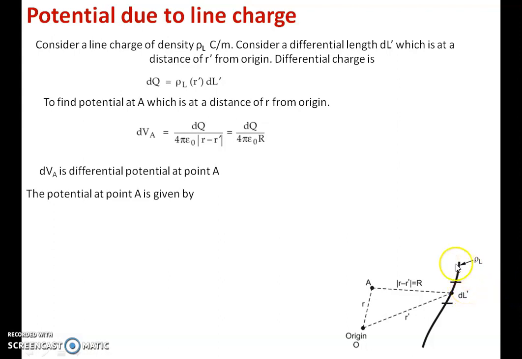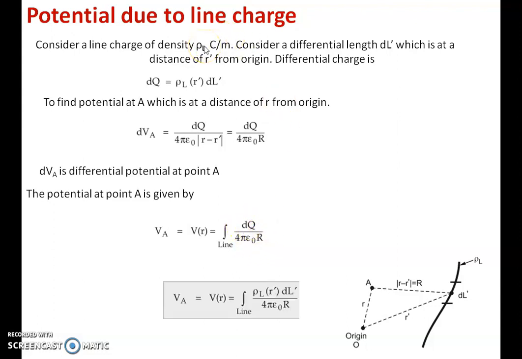Now to find the total potential due to this line charge, we have to integrate dVA. So VA is the integral of dq divided by 4 pi epsilon naught R. Substituting dq as rho L of r dash into dl dash, the potential at point A due to a line charge is the integral of rho L of r dash dl dash divided by 4 pi epsilon naught R. If the charge distribution in the line charge is uniform, rho L of r dash equals rho L. So VA is the line integral of rho L dl dash divided by 4 pi epsilon naught R. This is the expression for potential at point A due to a line charge distribution.